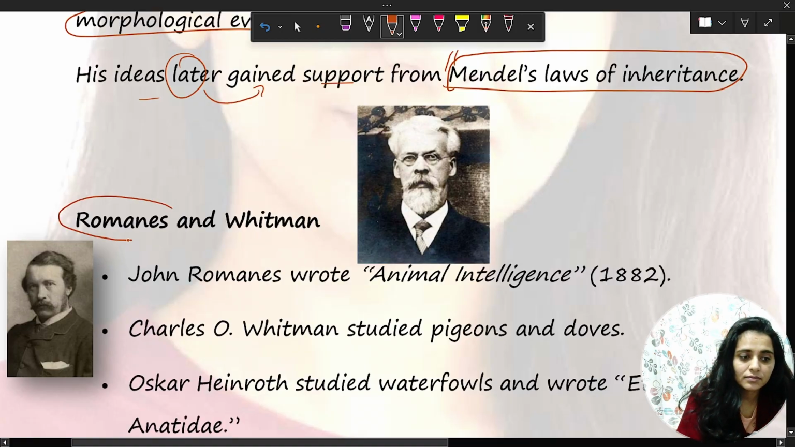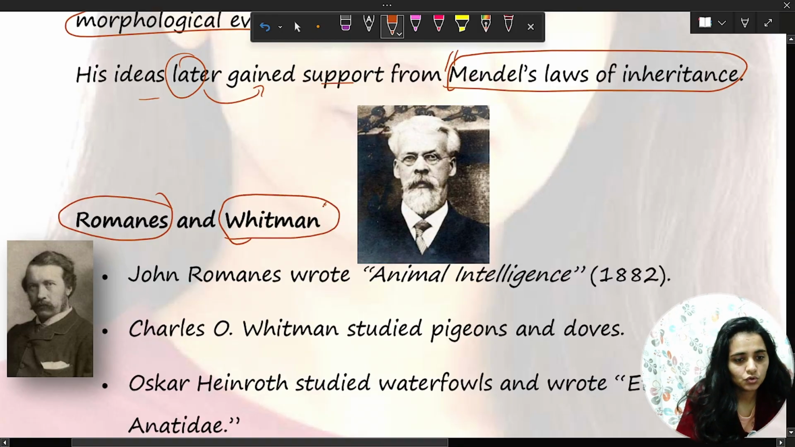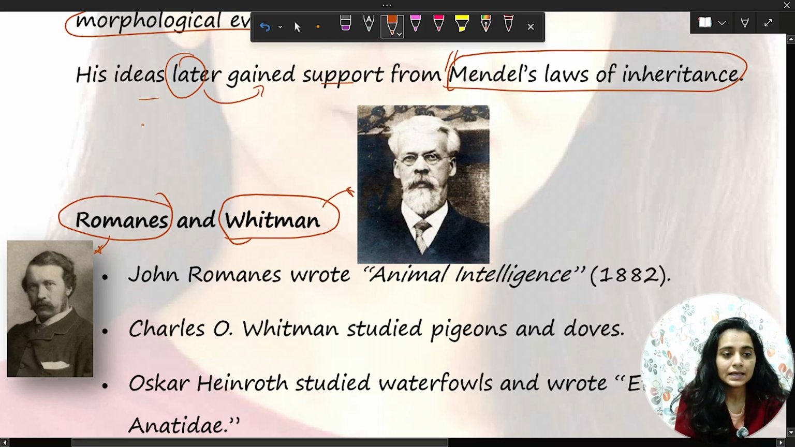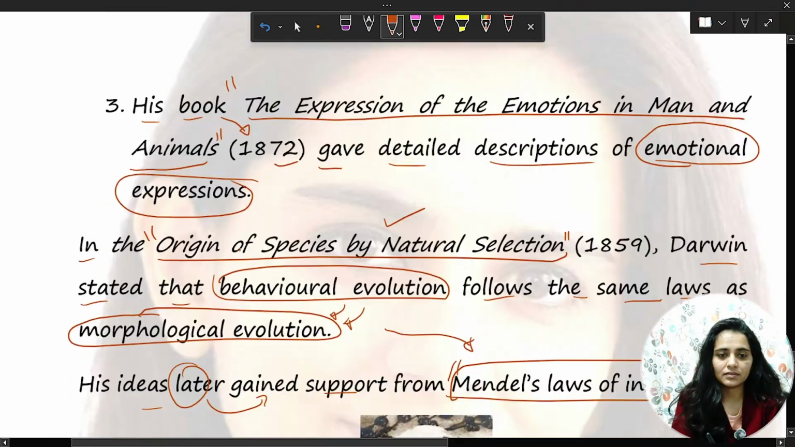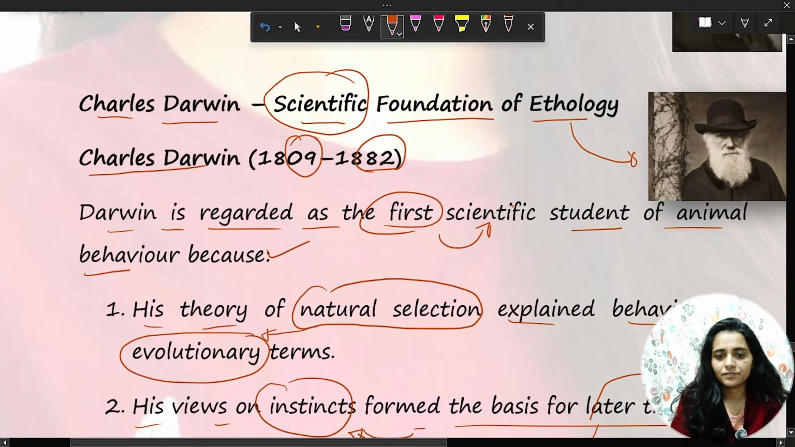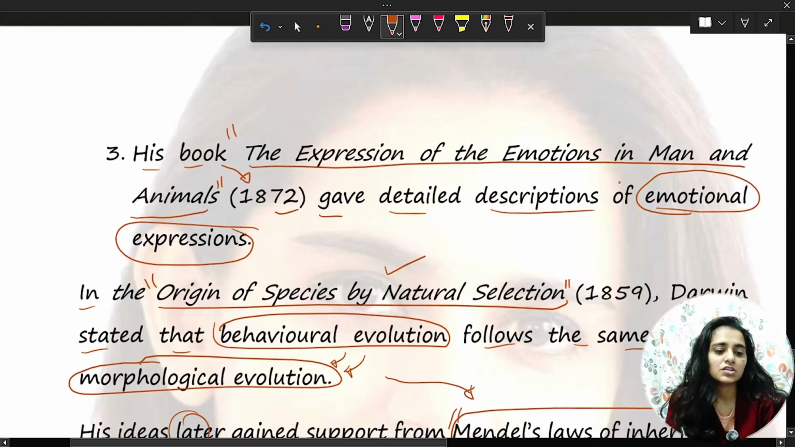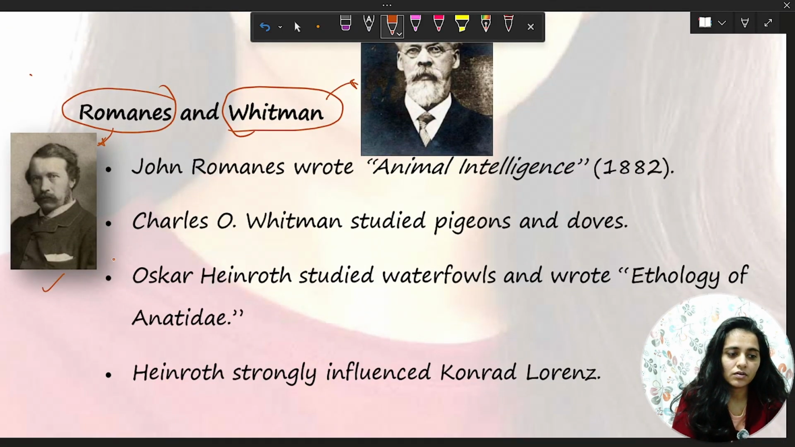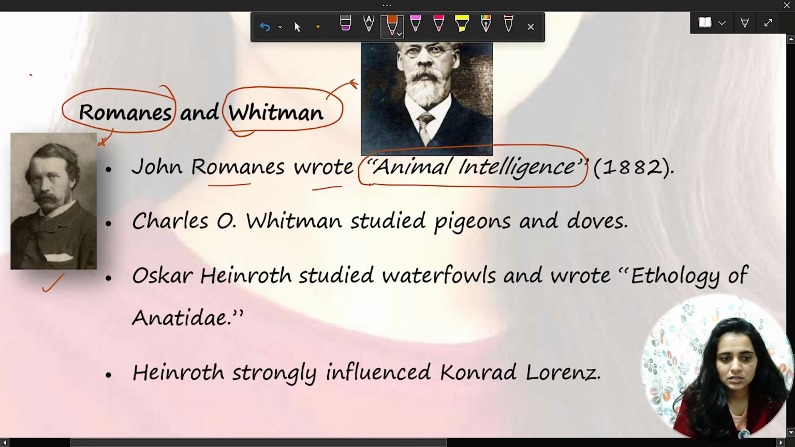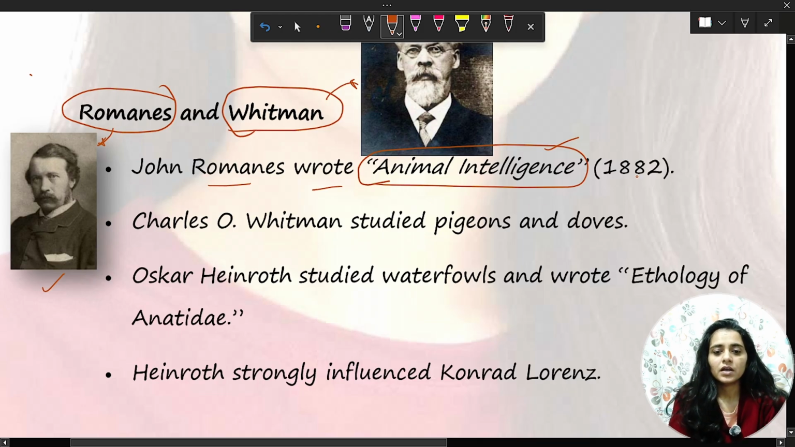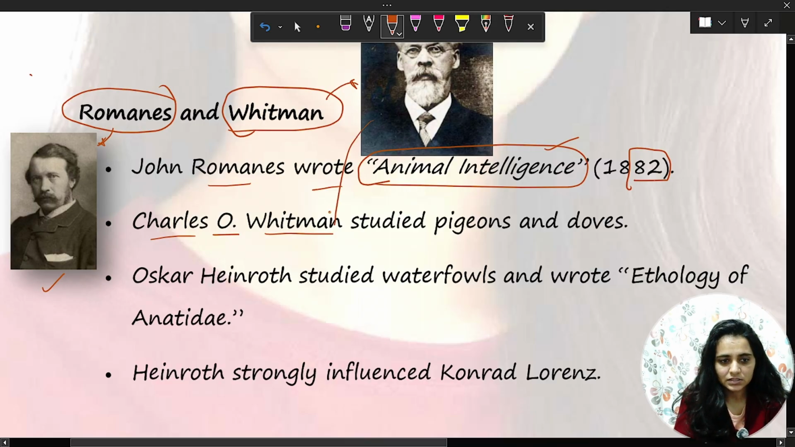So, Romanes and Whitman. You know Whitman already. And this person is Romanes. He is the student of whom? This person. He is a student of Charles Darwin. And Romanes wrote Animal Intelligence, a book, in 1882. Charles O. Whitman, this person, studied pigeons and doves.